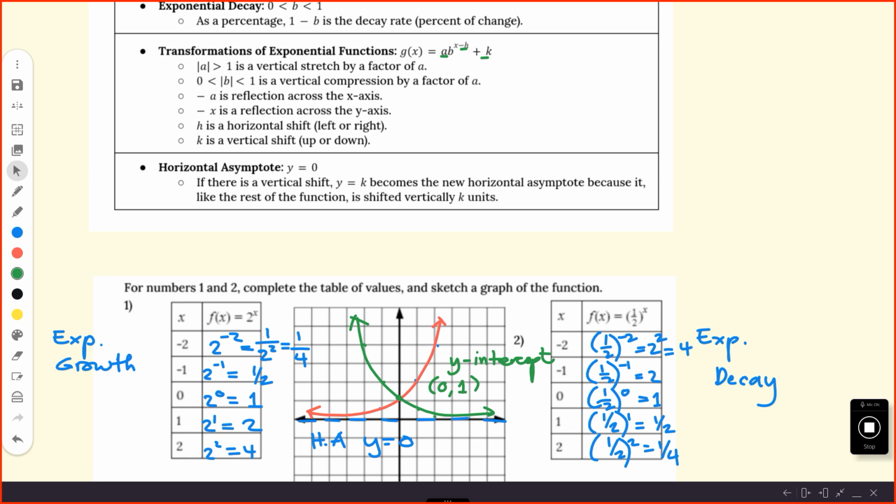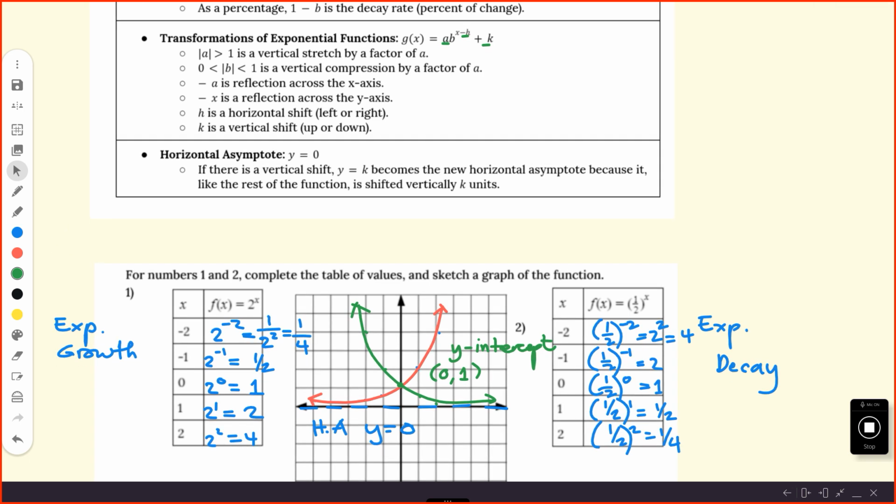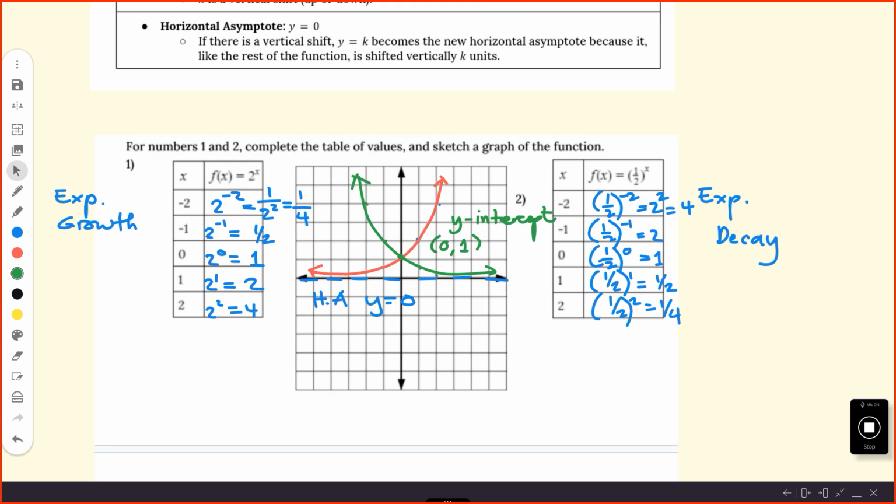Simple, right? But if you have a negative in your a, meaning negative of the number, negative here, that's going to be a reflection across the x. But if the exponent is the one that's negative, that's going to be a reflection across the y. Okay? And then again, if a is greater than 1, that's a stretch. If between 0 and 1, that's a shrink. So let's try to practice this here.